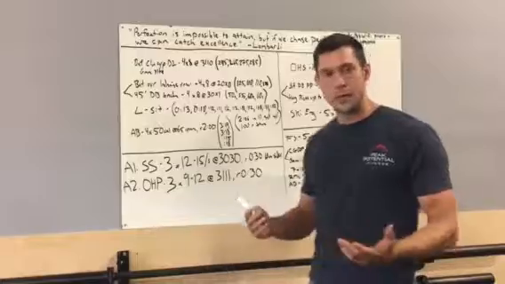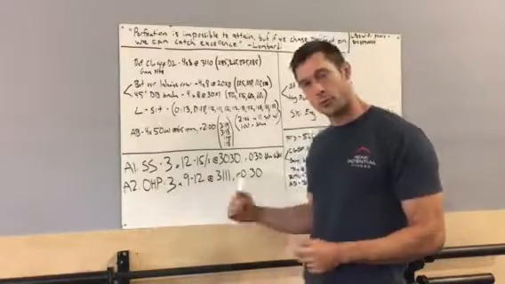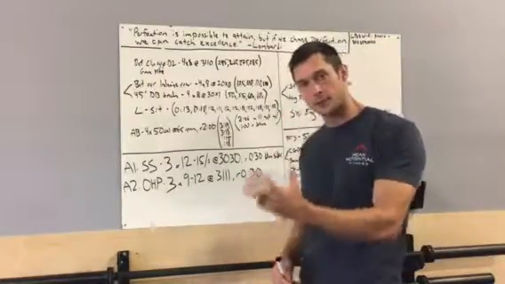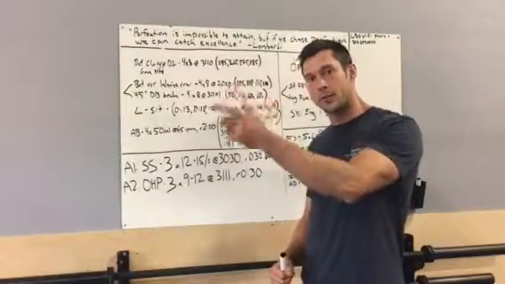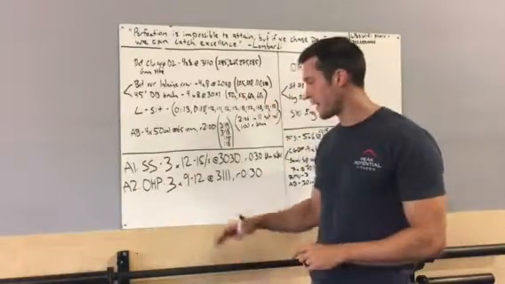The tempo is the speed at which you perform each repetition. So 3030 would be 3 seconds down, 0 at the bottom, 3 seconds up, 0 at the top.